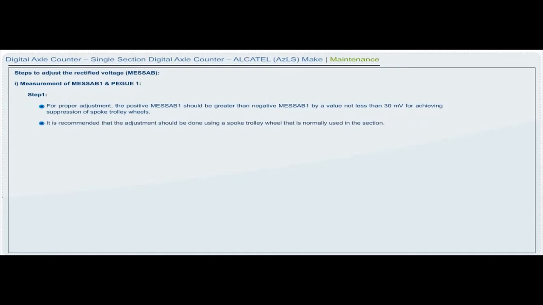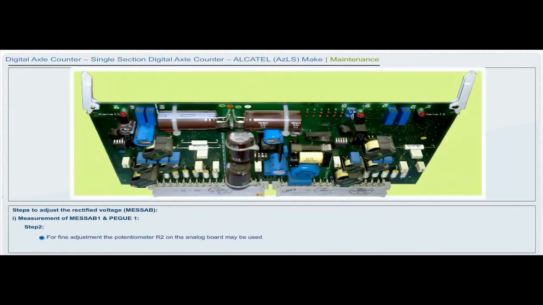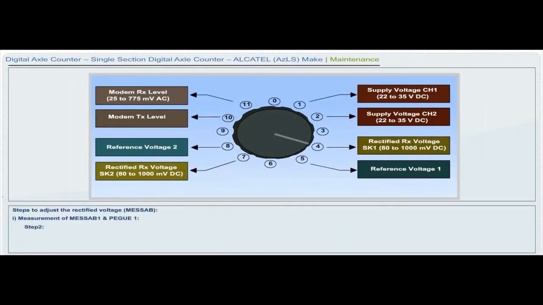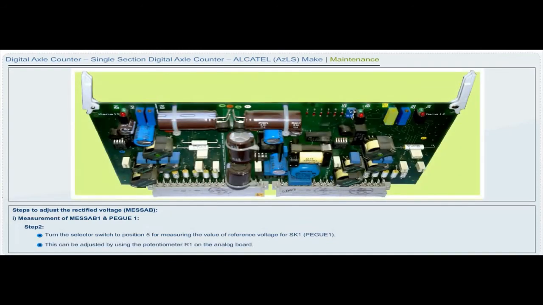It is recommended that the adjustment should be done using a spoke trolley wheel that is normally used in the section. For fine adjustment, the potentiometer R2 on the analog board may be used. Step 2. Turn the selector switch to position 5 for measuring the value of reference voltage for SK1, PEG1. This can be adjusted by using the potentiometer R1 on the analog board. PEG1 is made equal to the value of MESAB1 as measured without the dummy wheel. Tolerance is plus or minus 2%.